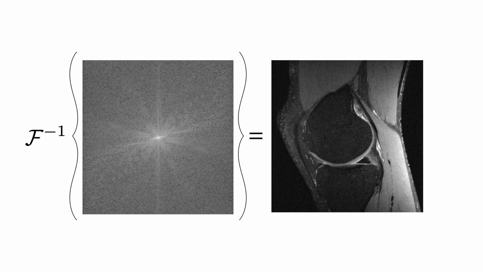Here's what the Fourier data looks like. It always has this star-shaped pattern with the bright spot in the middle, and it sort of degrades as it goes out. We simply apply an inverse discrete Fourier transform, and out comes our image, in this case a sagittal slice of the knee. This is from the MRIdata.org dataset.